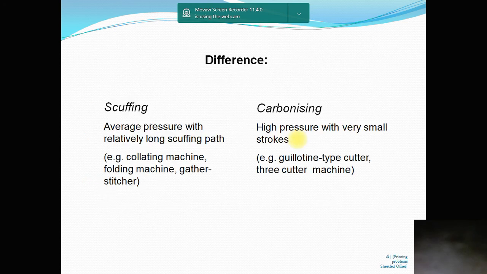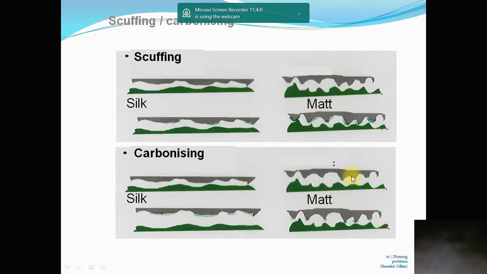Then, what is the difference between scuffing and carbonizing? Scuffing: average pressure with a relatively long scuffing path. This occurs in collating machines, folding machines, and gathering and stitching machines. Carbonizing: high pressure with very small strokes, as in guillotine-type cutters and three-knife cutter machines. In these we find this type of processing.